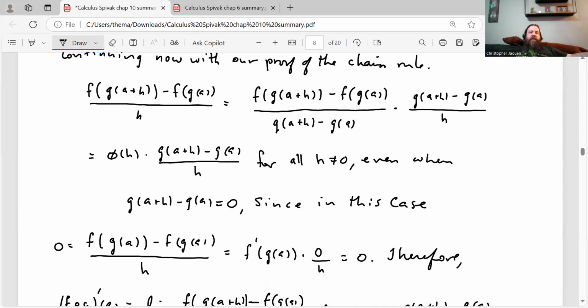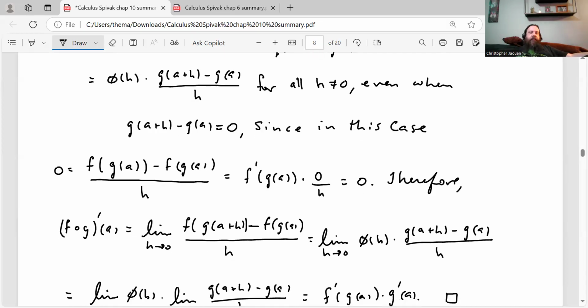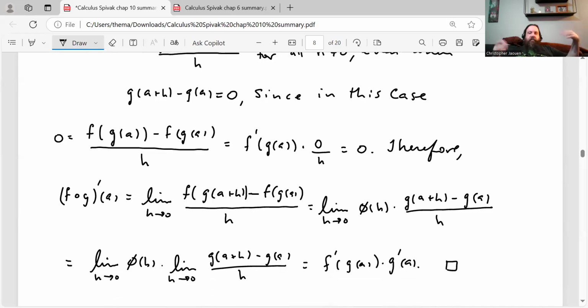That's equal to phi of h times g of a plus h minus g of a over h, for all h not zero, even when g of a plus h minus g of a equals zero, since in this case on both sides you get zero if that expression goes to zero. Because zero equals f of g of a minus f of g of a all over h, right at the top there is always zero, equals f prime of g of a times zero over h, which is again equal to zero. So now we can actually prove the chain rule here.